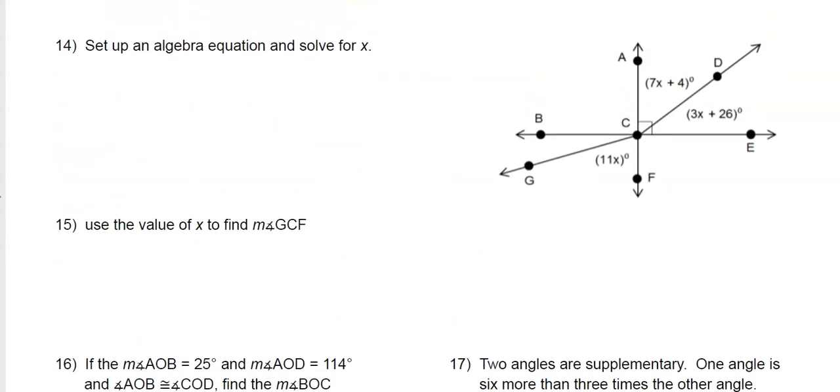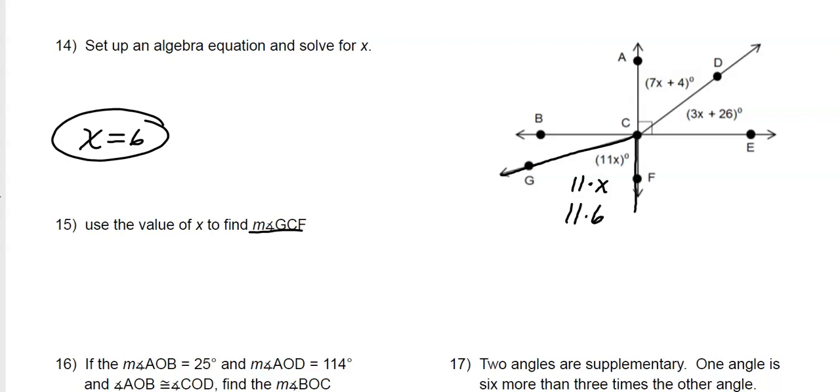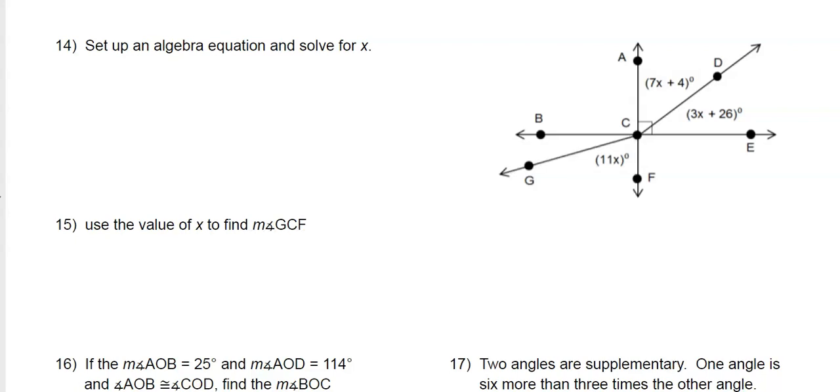But when we did number 14, we ended up with x equals 6. That was our answer from 14. So we're going to use that value for GCF. So GCF is right here, and it's 11 times x. And I now know that x is 6, so 11 times 6 would be 66 degrees. High school football number.